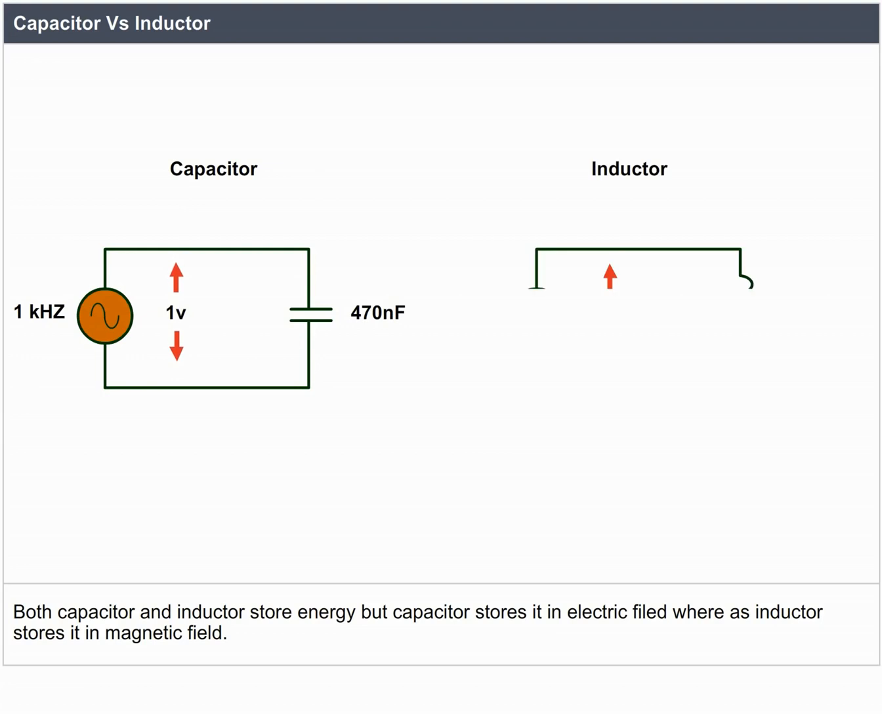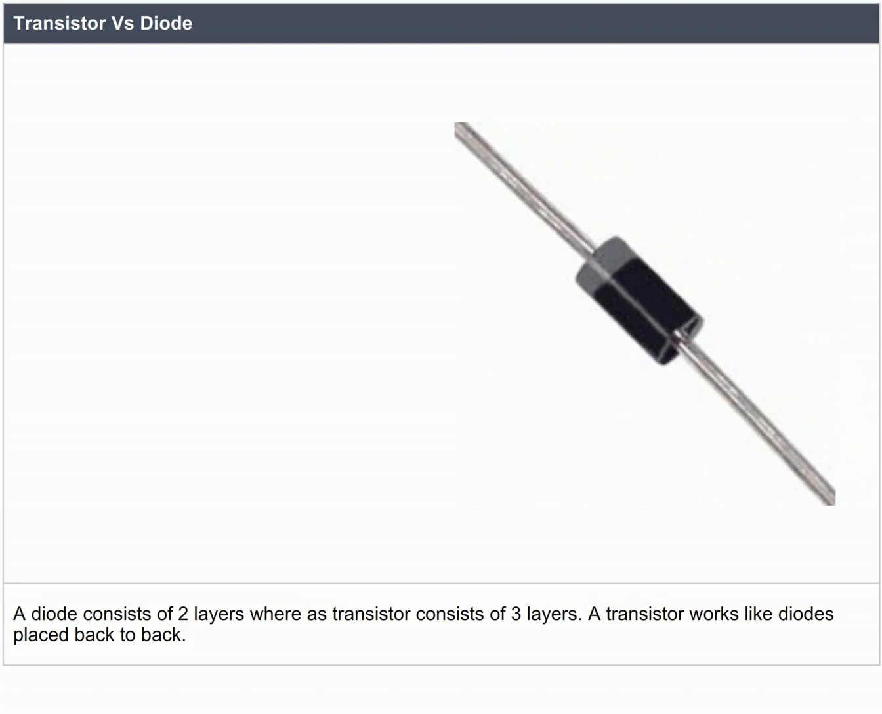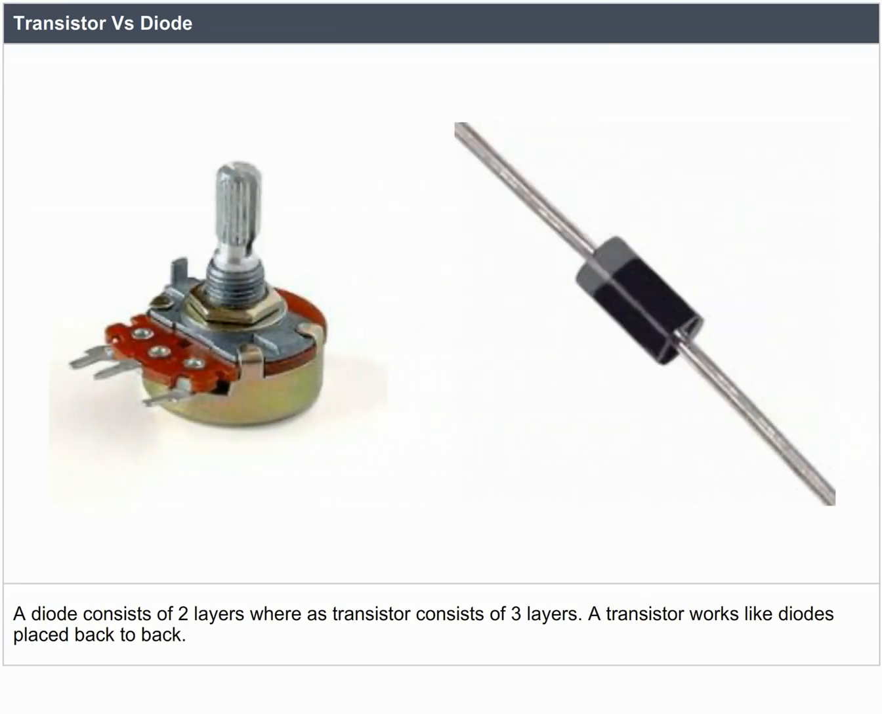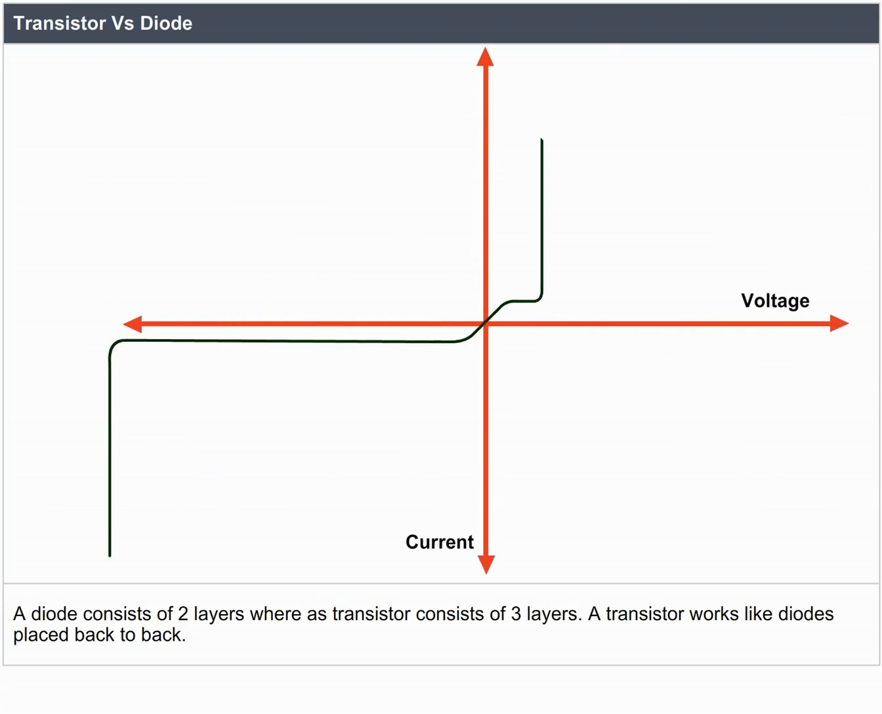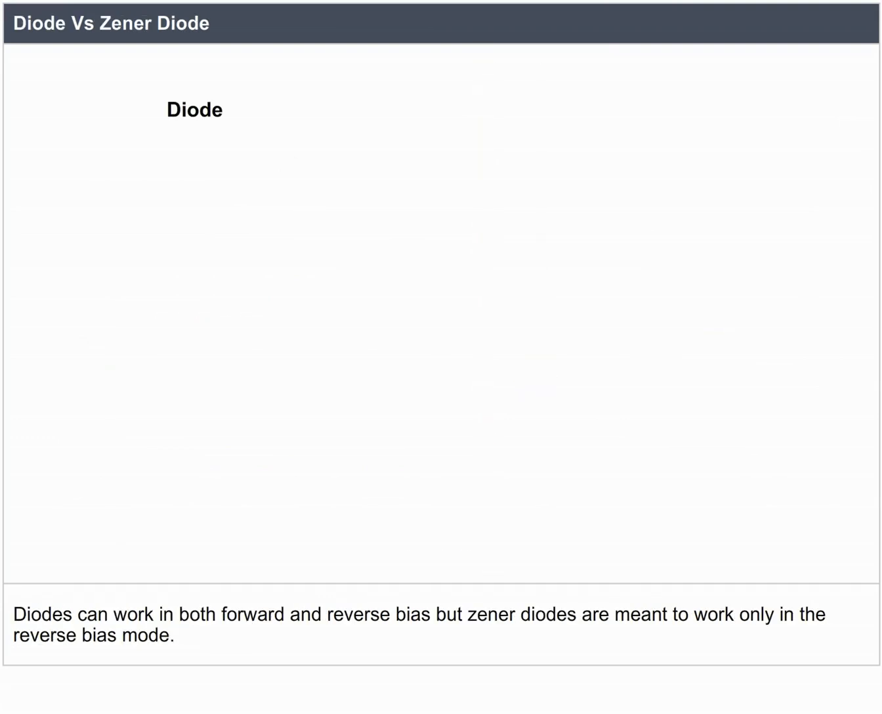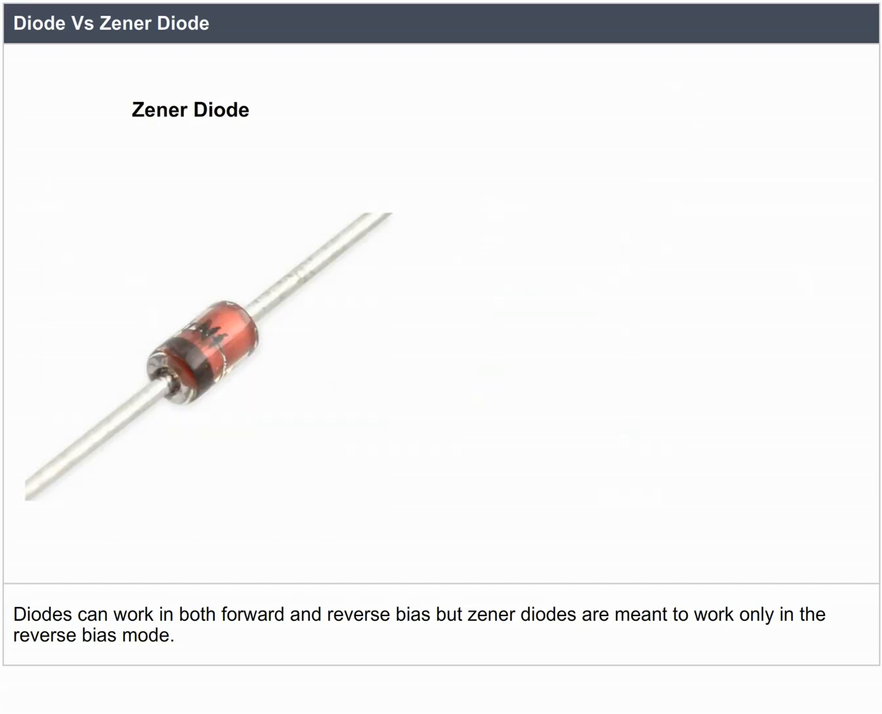Transistor versus diode. A diode consists of 2 layers, whereas transistor consists of 3 layers. A transistor works like diodes placed back to back. Diode versus xenodiode. Diodes can work in both forward and reverse bias, but xenodiodes are meant to work only in the reverse bias mode. Transformer versus transistor.